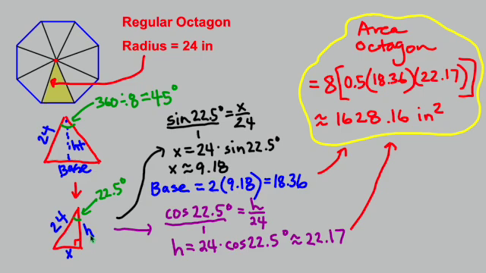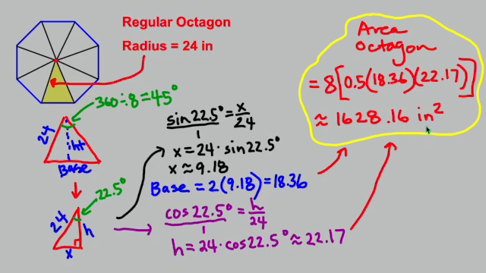To find our height, that will be the adjacent and the hypotenuse. So that'll be cosine. Once again, do a little bit of the trig math here. You wind up with 24 times cosine 22.5 degrees, and that ends up being about 22.17. Once again, the formula is take the number of sides, which in this case is 8, multiply it by 1/2, times our base and our height, and when you do that, you'll get 1628.16 square inches.